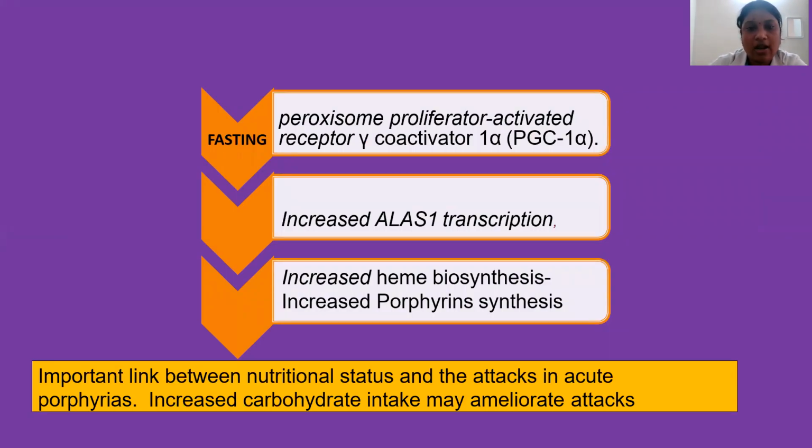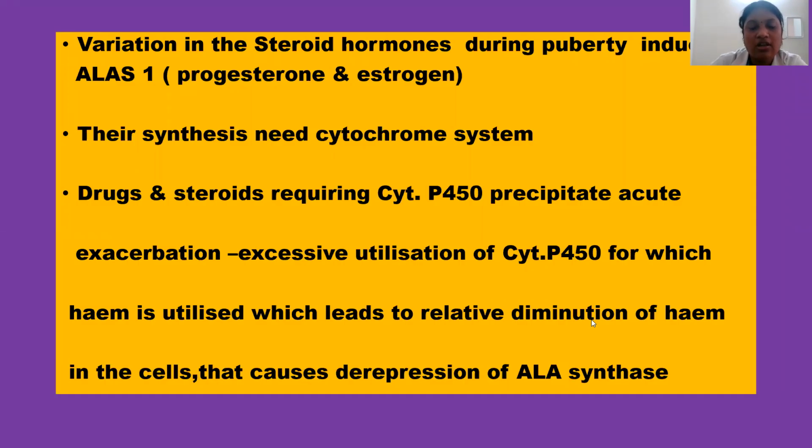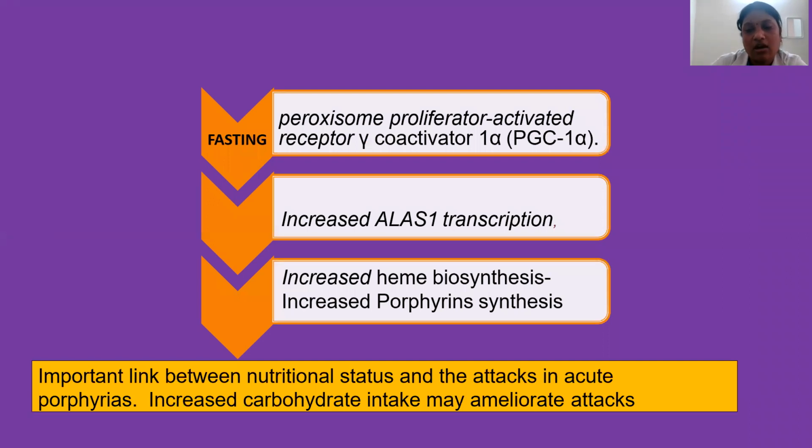So in fasting, what happens? Increased expression of peroxisome proliferator activated receptor gamma coactivator 1 alpha leads to increased ALAS1 transcription and increased heme synthesis, and by virtue of it, there will be increased porphyrin synthesis. So what they say is, during fasting, there will be precipitation of porphyria, and when there is increased carbohydrate intake, it will ameliorate the attack, that is, decrease the severity of attack.